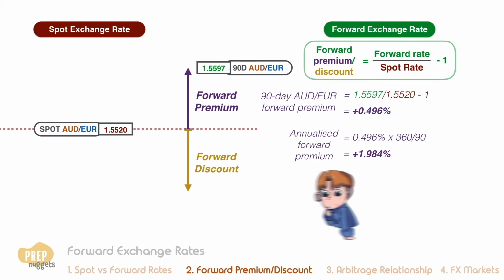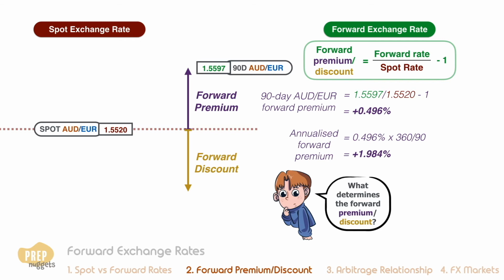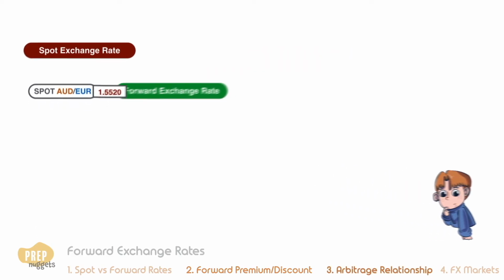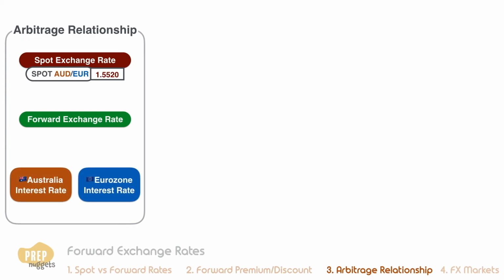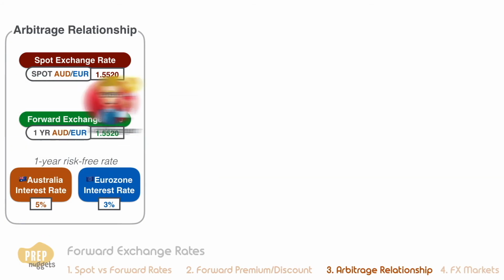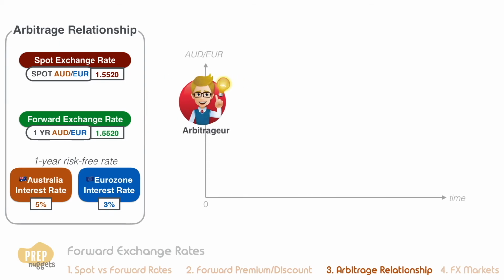Now, one important question that we haven't addressed is, what determines the forward premiums or discounts? To answer this, we need to understand the arbitrage relationship between the spot rate, forward rate, and the interest rates in the two countries. Let's say the 1-year interest rate for risk-free government debt is 5% in Australia and 3% in the Eurozone. Assuming that the spot and 1-year forward rates are the same at 1.552, an arbitrager can earn riskless profits by taking the following steps.